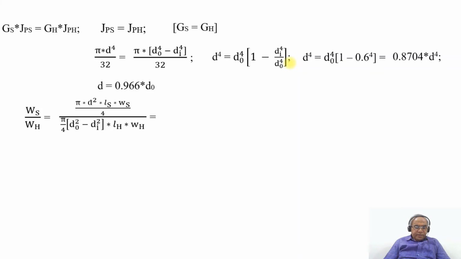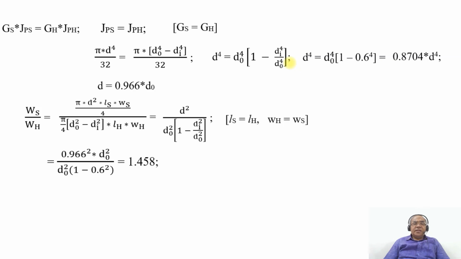So the weight of the solid shaft by the weight of the hollow shaft equals pi d square by 4 into length of the solid shaft into specific weight of the solid shaft, divided by pi by 4 into d naught square minus di square, into LH into WH. As we know, LS and WS and LH and WH are equal, and pi by 4 cancels. Therefore, d square divided by, taking the common factor, d naught square into 1 minus di by d naught, the whole square.